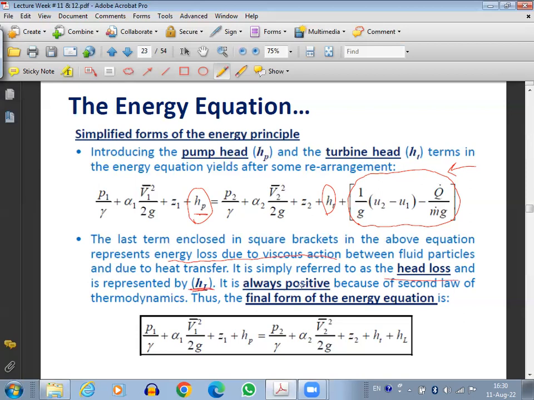It is always positive because of the second law of thermodynamics. Why is it always positive? Because losses will always be there in the system. You studied in thermodynamics that you cannot have a system without losses. That was the second law of thermodynamics. So you cannot have an ideal system where there are no losses. Losses will always be there, and if the losses are always there in the system, that means there will always be head loss.